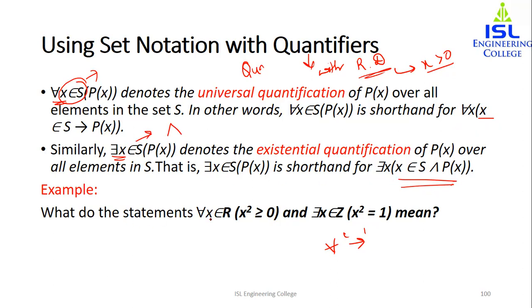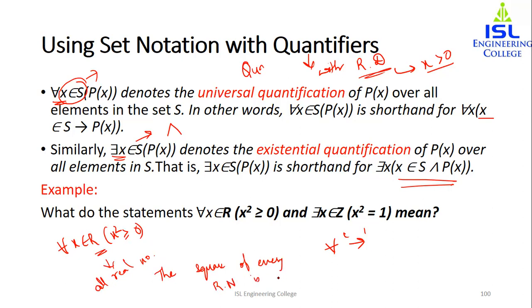What does the statement for all x belongs to R, x square greater than or equal to 0 mean? What is R? If you remember, R is the set of all real numbers. This statement can be expressed as: the square of every real number is non-negative.